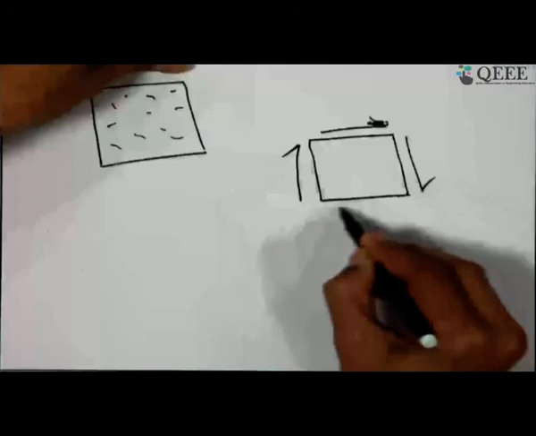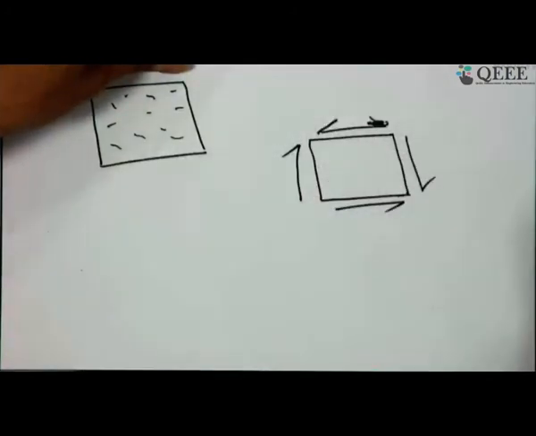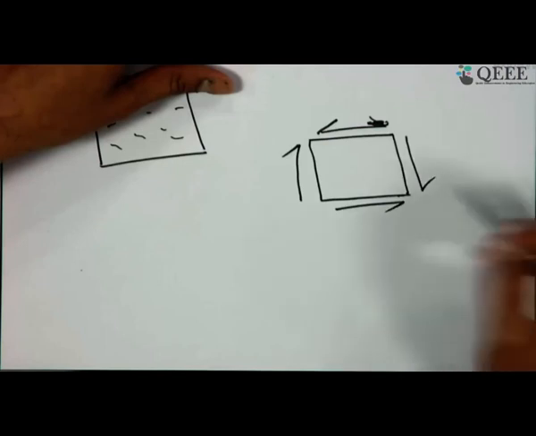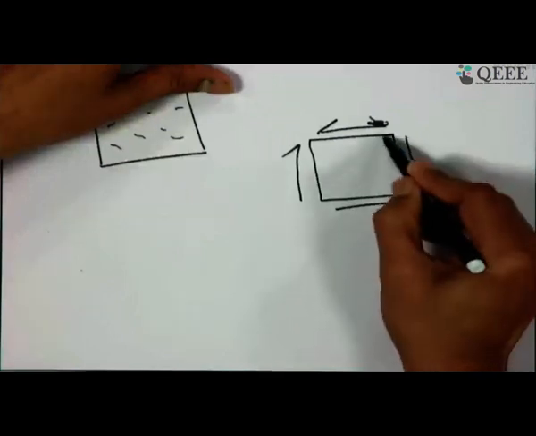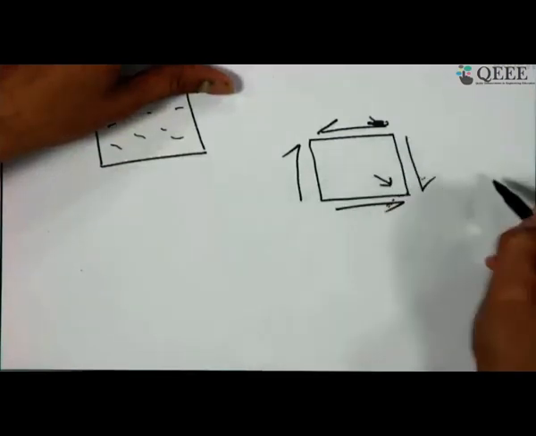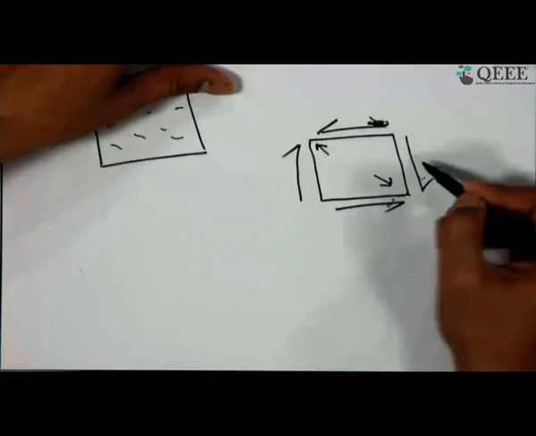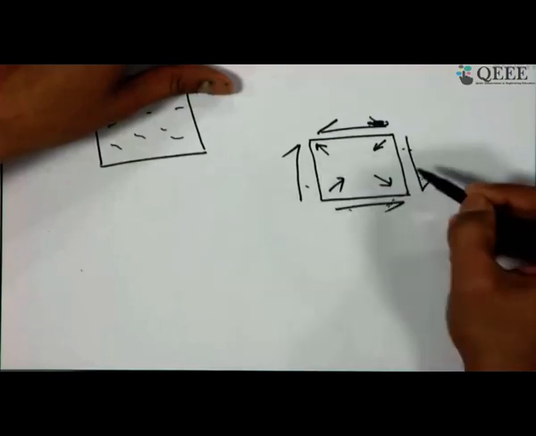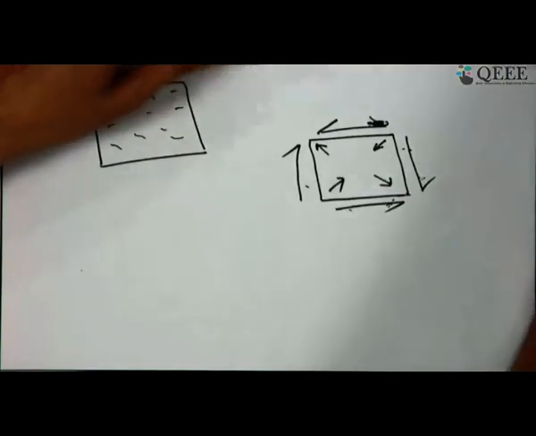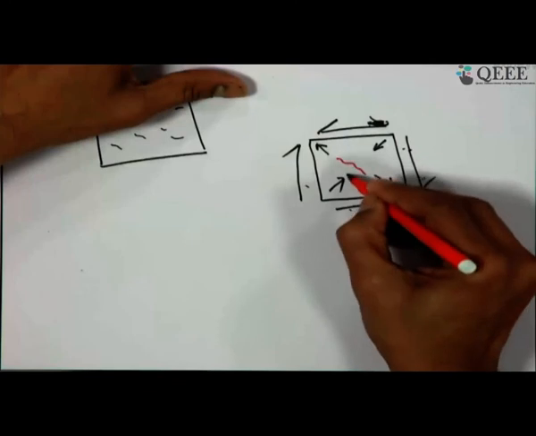Suppose you take a block like this, and suppose these are the shear forces acting on this block. What is the resultant of these two shear forces? This is the resultant of this shear. Similarly, the resultant of these two shear stresses is this, and the resultant of these two is this. Now, if you take two diagonals, this is one diagonal and this is another diagonal.